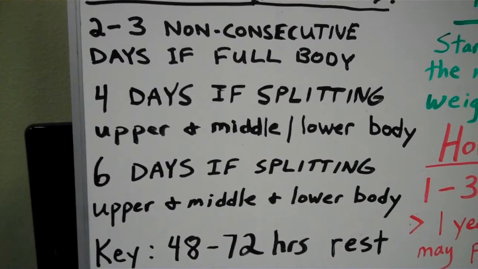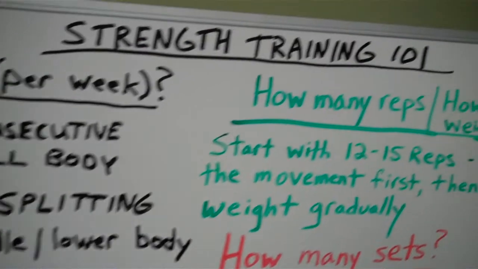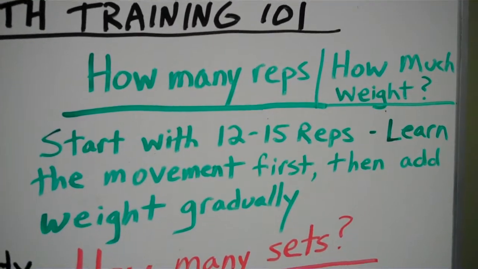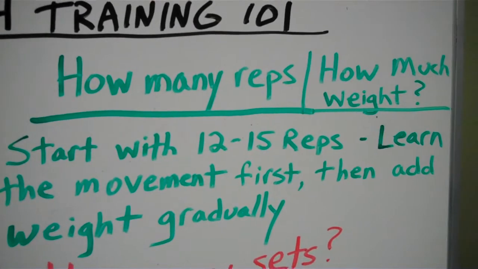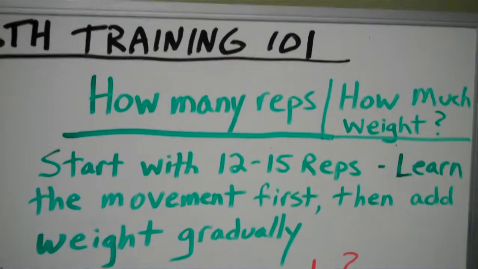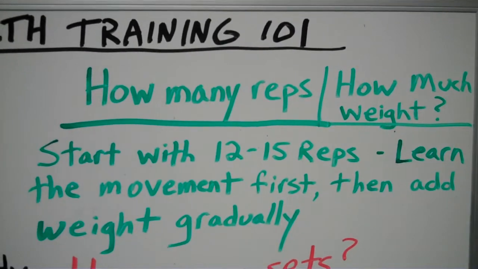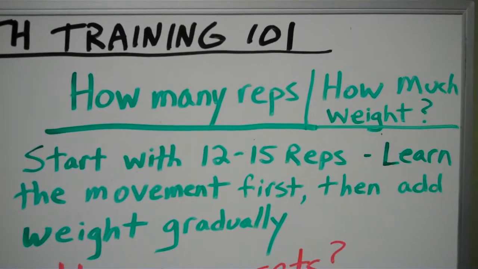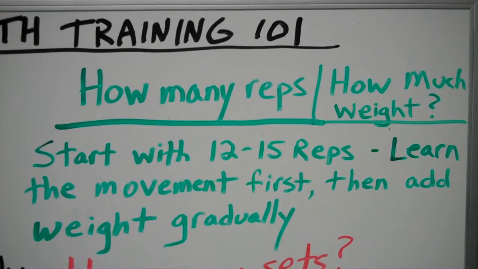Secondly, let's talk about how many reps and how much weight. People often become a little bit too worried about this when they first start off. They say, I don't know how much weight to use. Just pick a light weight and start with it. If it's too light, you can gradually add more as needed. But start with 12 to 15 reps.